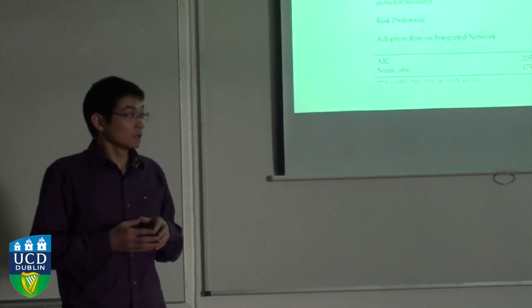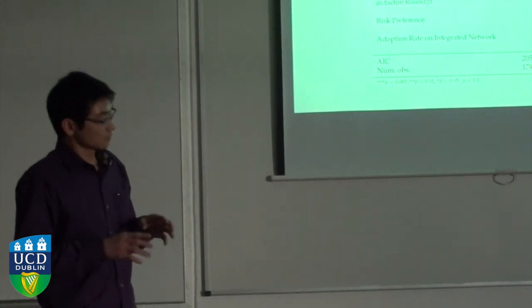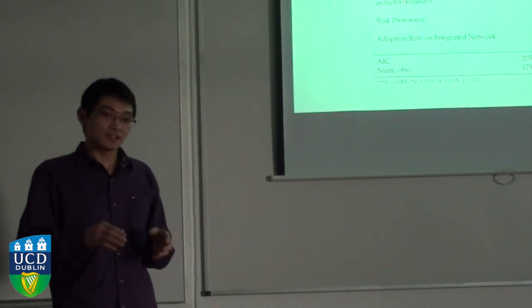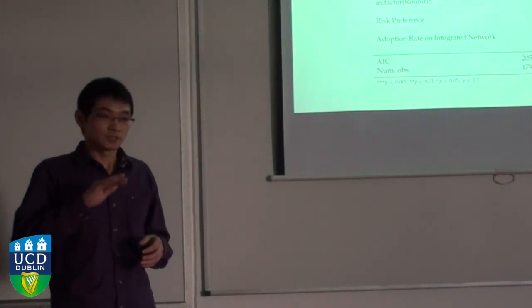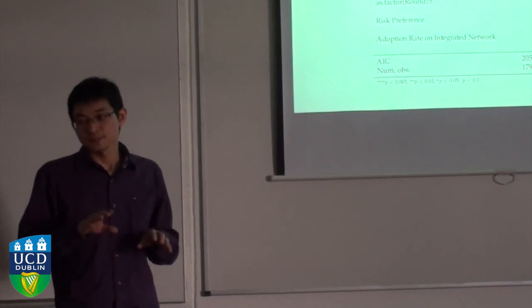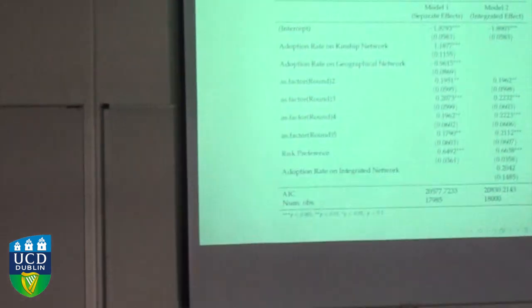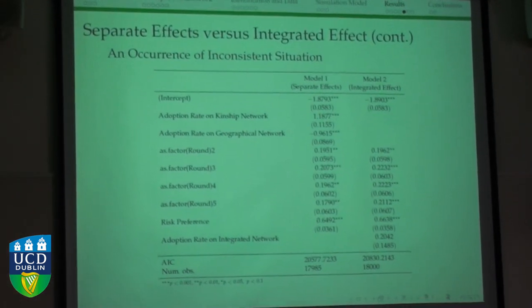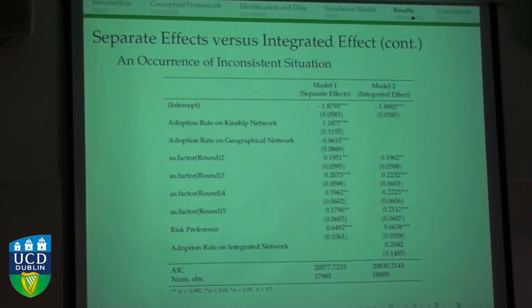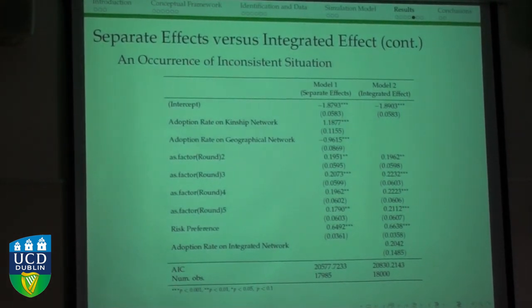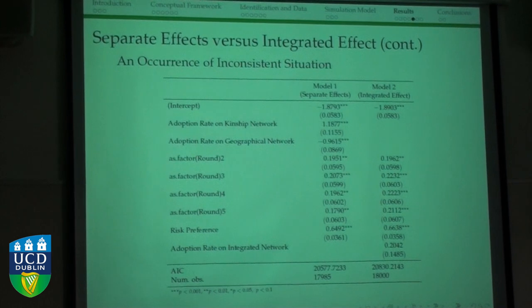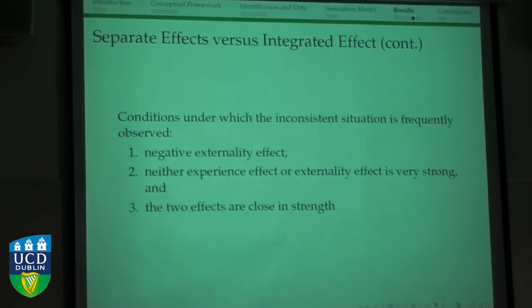In their work, they indicate that there are different types of influence, some of them positive and some of them negative. It might be the case that if they treated them separately, you would find both of them significant. We ran this experiment a few times and summarized the conditions where the inconsistent situation is frequently observed.